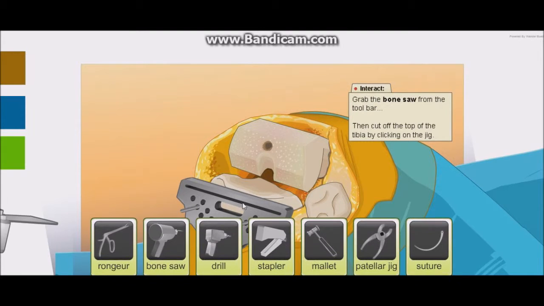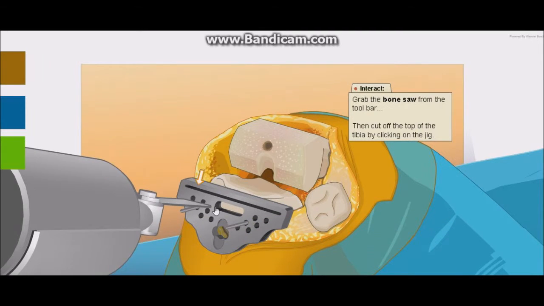Use the bone saw to cut off the top of the tibia and prepare it for the new tibial components.